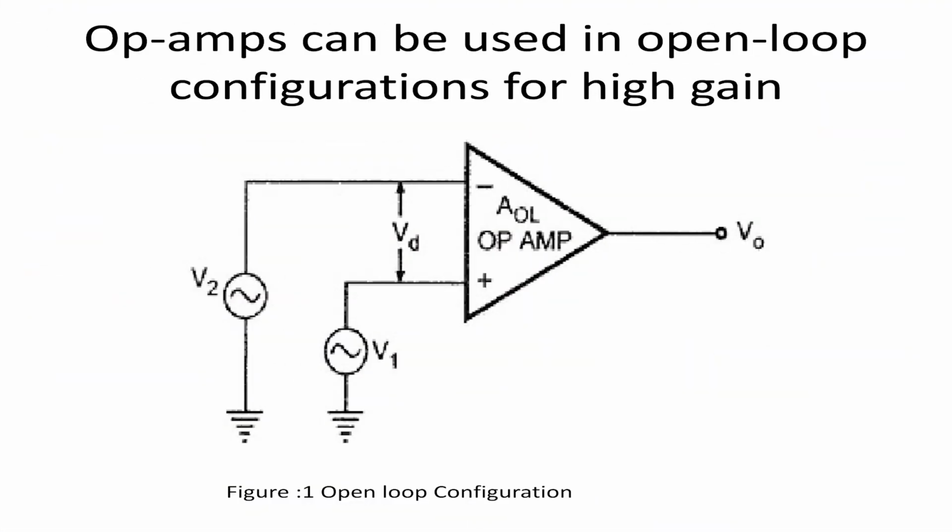Op-amps can be used in open loop configuration for high gain or in various closed loop configurations such as inverting amplifier, non-inverting amplifier, integrators, differentiators to perform specific functions while controlling the gain. Op-amps are widely used in electronic circuits including audio amplifiers, signal conditioning circuits, active filters, voltage followers and many other applications where precise and controlled amplification or signal processing is required. Their versatility and performance make them fundamental components in analog and mixed signal electronic systems.